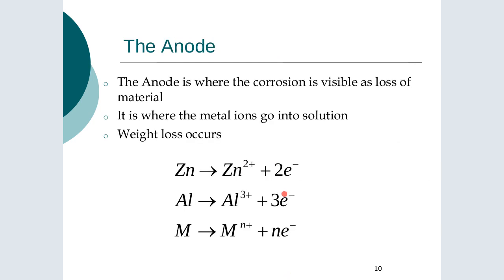So the anode is where the corrosion is visible as loss of material. So this is where you think the corrosion is occurring. And again, it is just one aspect of it. So it is where the metal ions go into solution, so you're dissolving your material. So you have zinc forming the Zn2+ ions, you're releasing 2 electrons, aluminium Al3+, and general M gives us Mn+ plus n electrons.